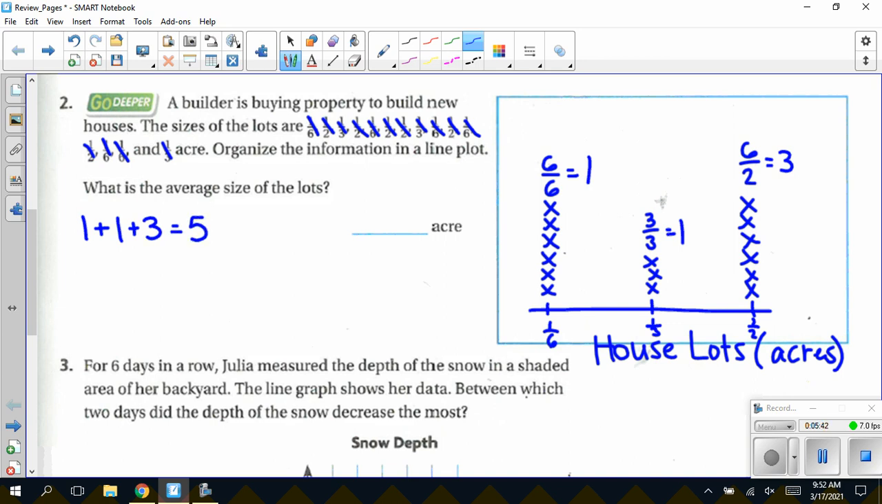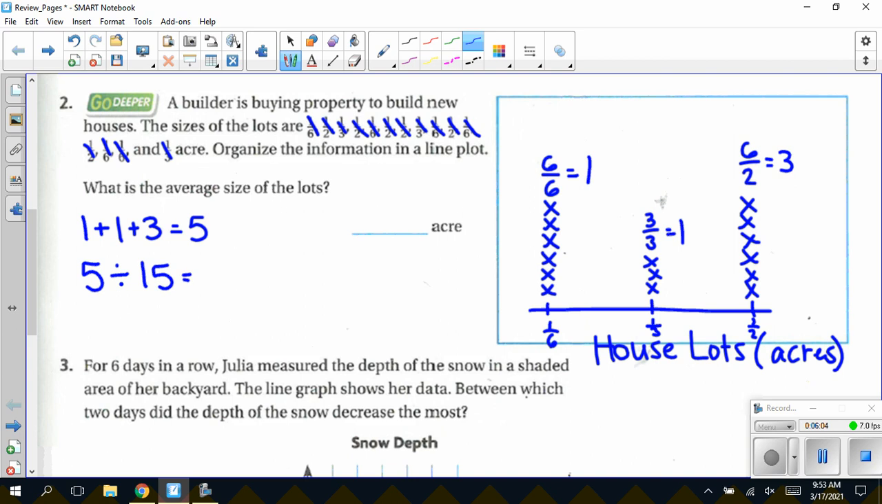Next, I have to divide it by the number of x's that I have for all of the house plots. So remember, I had 6 for the 1/6 and 6 for the 1/2, so that would be 12 x's right there. Plus 3 for the 1/3, 12 plus 3 does equal 15. So my next step is to divide the 5 by 15.